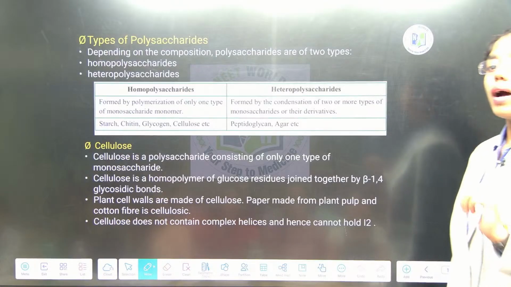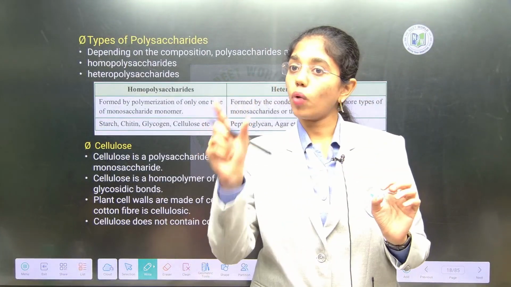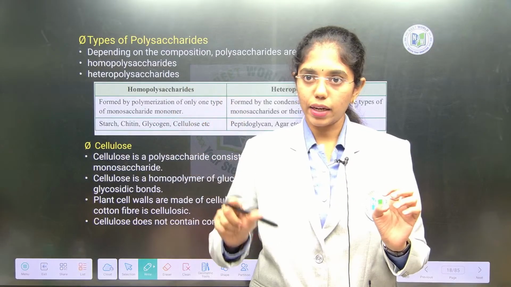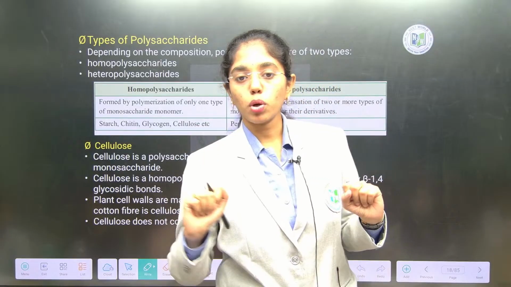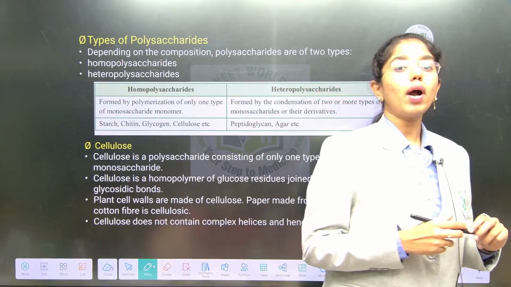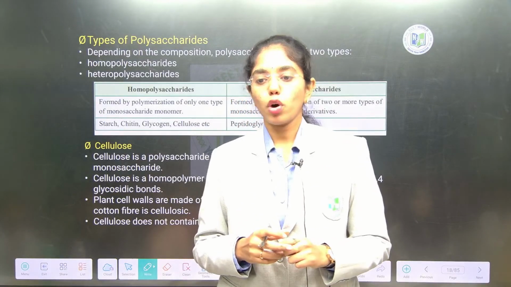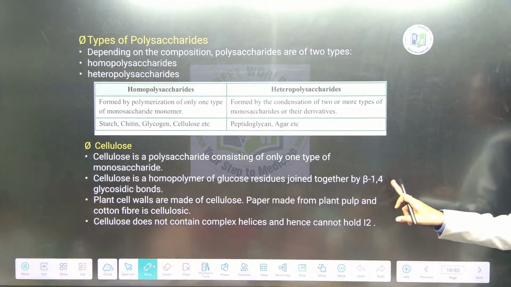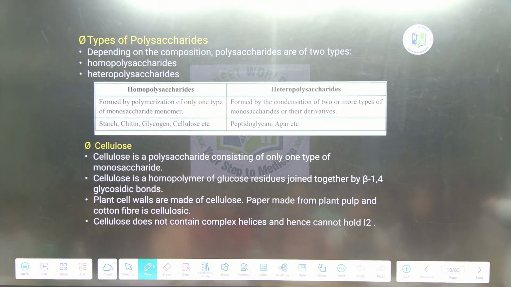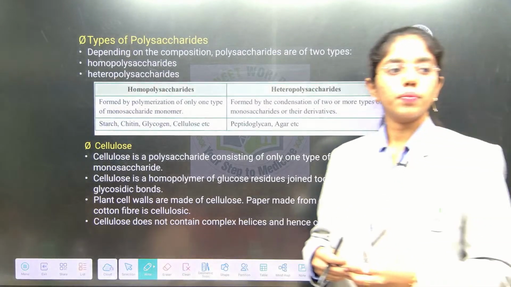Okay. So, cellulose is a homopolymer, means what? It has only one type of monosaccharide to form that polysaccharide chain. Fine, right? What is that one monosaccharide? Glucose. What bonds are formed between two glucose units? Beta 1,4 glycosidic bonds. Okay, to form a chain of cellulose, beta 1,4 glycosidic bonds are used. And where do you find cellulose?